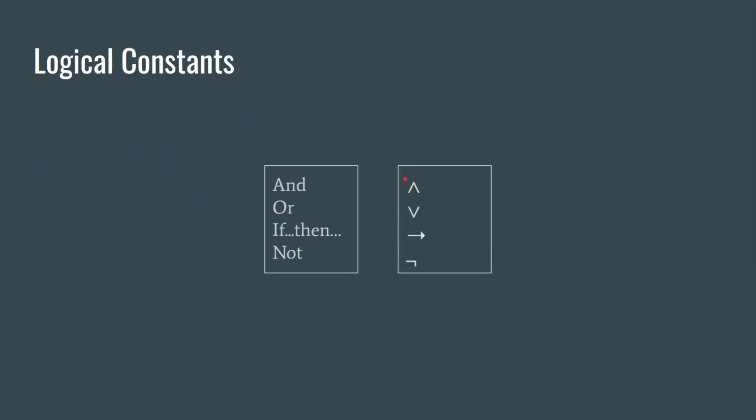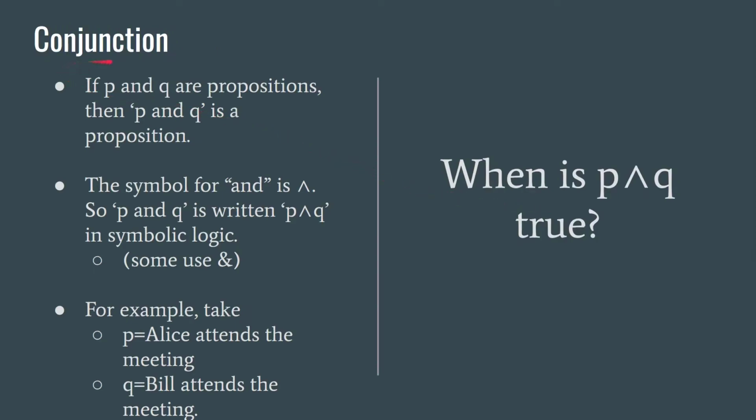Now let's introduce each of these symbols more formally. The first symbol is conjunction. This is when we want to take two propositions P and Q and put them together to form a new proposition P and Q.